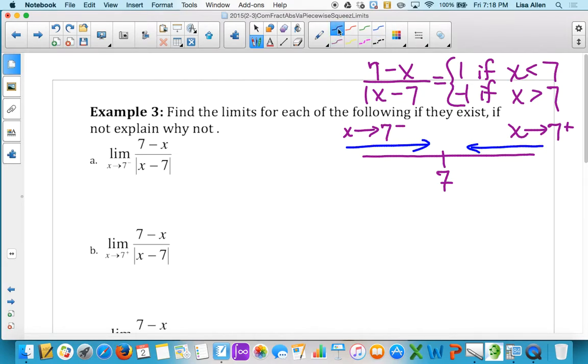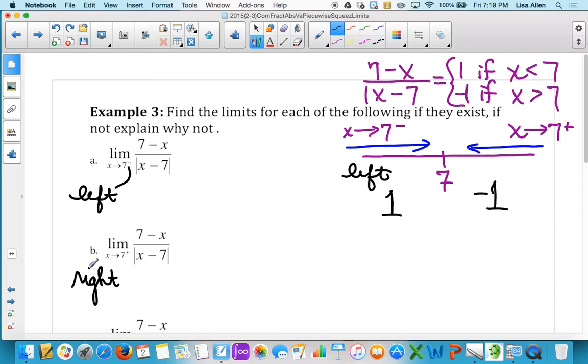So on the left-hand side of this, we have the limit. Well, why don't we just put the answers? Let's not have any more frill about this. On the left-hand side of 7, we know our function is always equal to 1 over here. And on the right-hand side, it's always equal to -1. So here we're approaching from the left-hand side. Here we're approaching from the right-hand side.